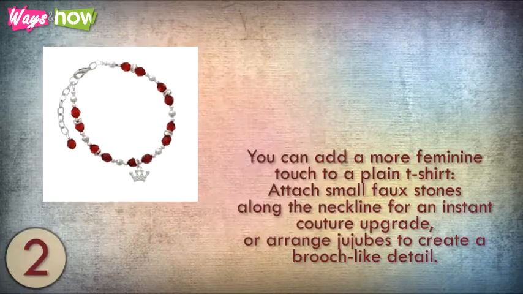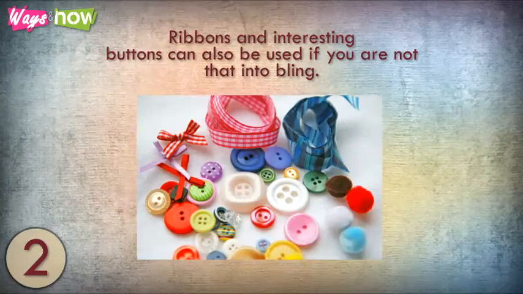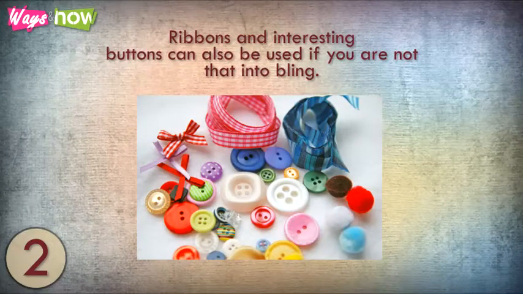2. You can add a more feminine touch to a plain t-shirt. Attach small faux stones along the neckline for an instant couture upgrade, or arrange jujubes to create a brooch-like detail. Ribbons and interesting buttons can also be used if you are not that into bling.